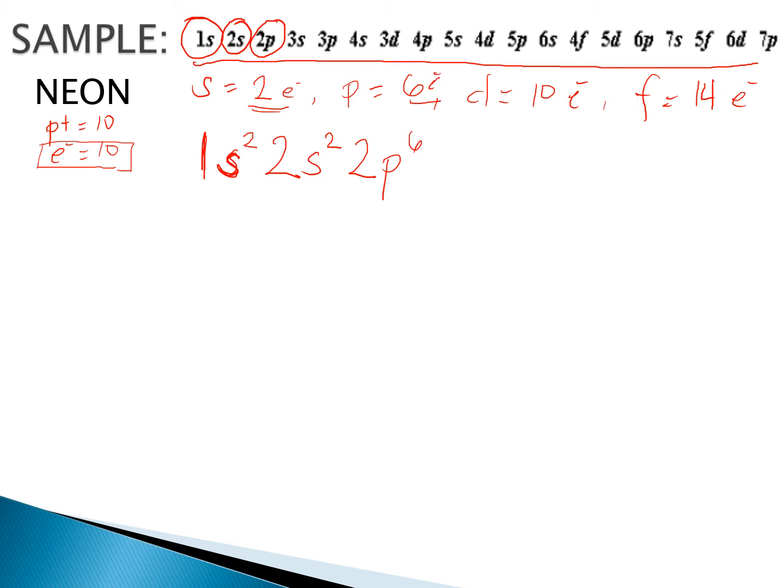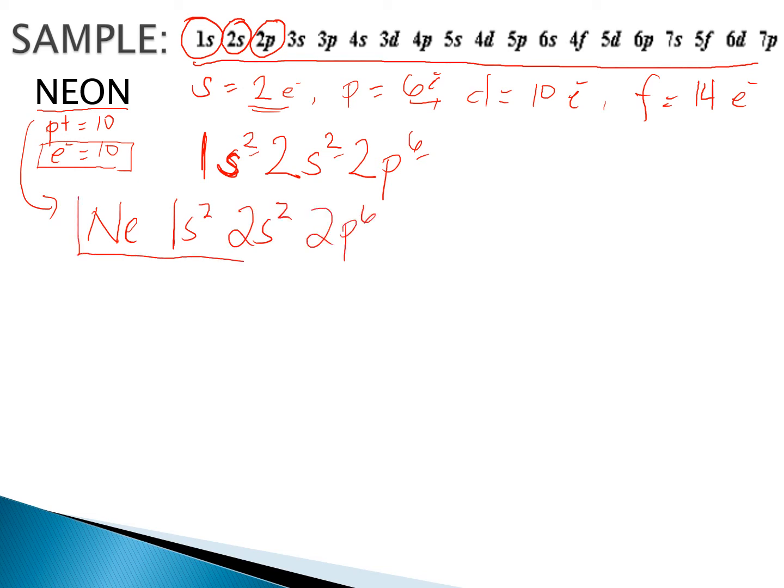So now let's check if it's already 10 electrons. So 2 plus 2, 4 plus 6, 10 electrons. So that ends now our electronic configuration. To make it complete, the electronic configuration of neon would be Ne 1s2, 2s2, 2p6. So this is now our answer. This is the electronic configuration of neon.